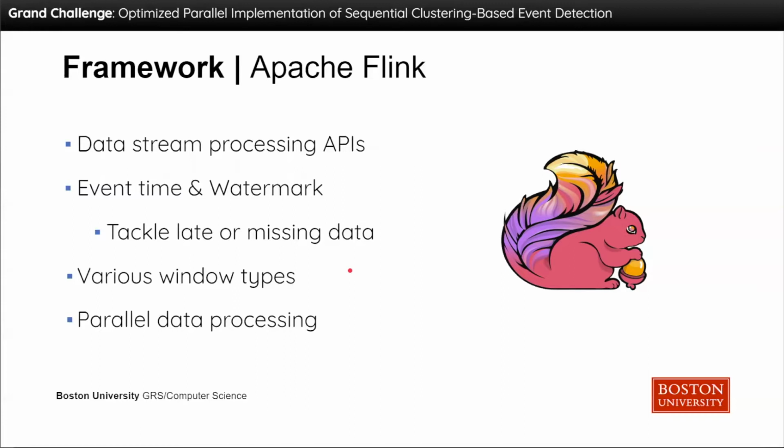Finally, the best thing I like about Flink is that it can manage parallelism automatically. If we want to change the parallelism number, we don't need to modify our code. All we need to do is set it up in just one line of code.